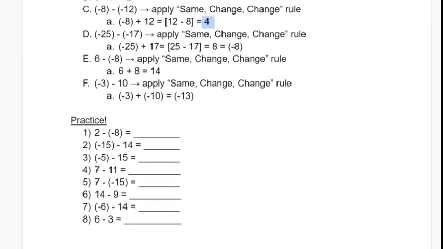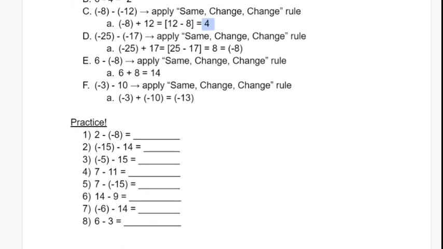Then you have 25 minus negative 17. Again, applying this rule, same first integer, the operation changes to addition, and negative 17 becomes positive 17. So 25 minus 17 is 8, and because the bigger integer is negative, you're going to make it negative 8. Then 6 minus negative 8. Again, same change rule. So you would do 6 plus positive 8, which is 14.